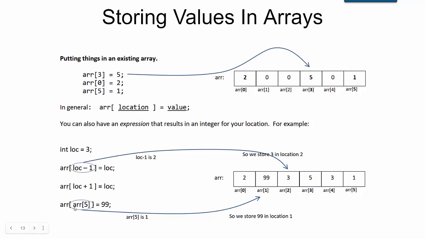You can even access the array inside the square brackets. So array index 5 contains the value 1. So here we'd actually be saying store the value 99 inside the array at index 1, because first we evaluate what is array index 5. We fetch that value, it's 1, and then that 1 gets used as the index for storing the 99.